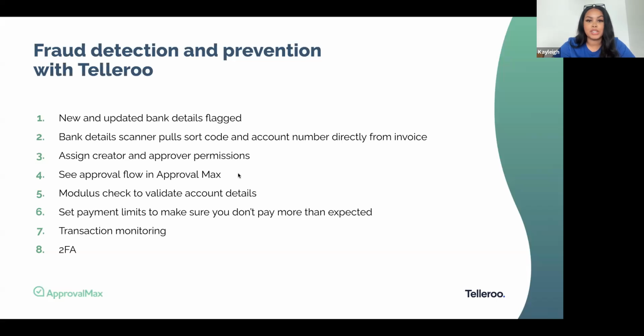Payment limits, to make sure you don't pay more than expected, right? If someone was to fraudulently get something by and it gets to payment, despite all of the wonderful tools ApprovalMax and us have in place, this is almost a bit of a fail safe at the end of that, right? It says, okay, you've told us that as a business, your payroll is £10,000 a month and you pay £50,000 worth of suppliers. And so that's a total of 60,000.